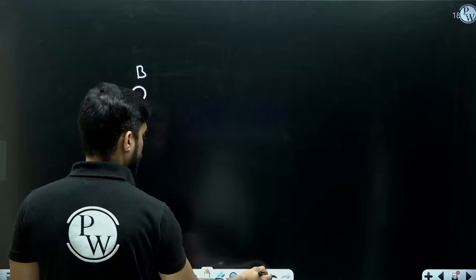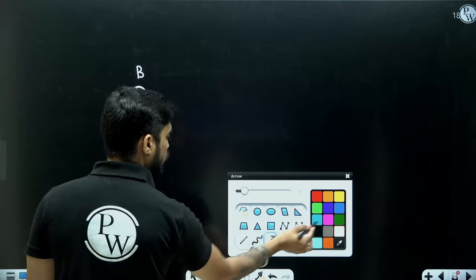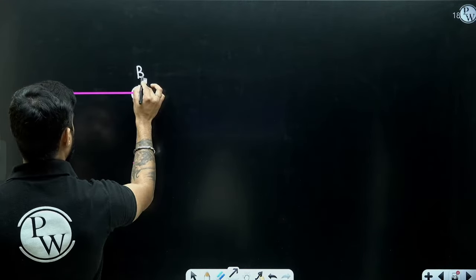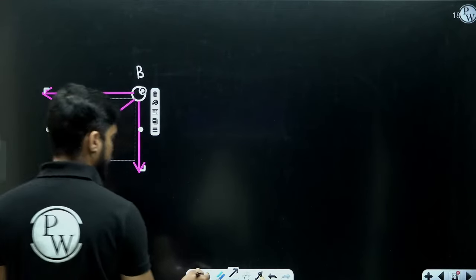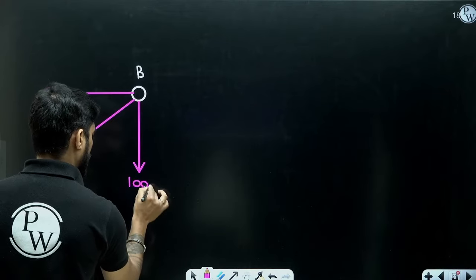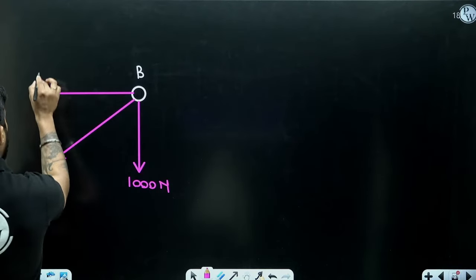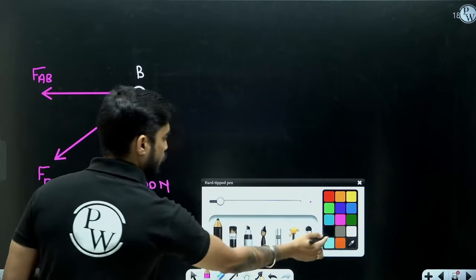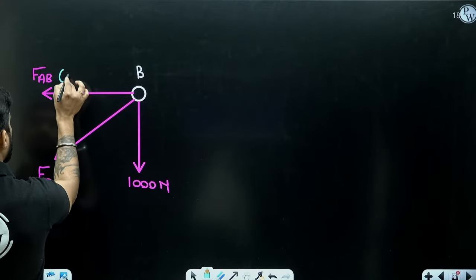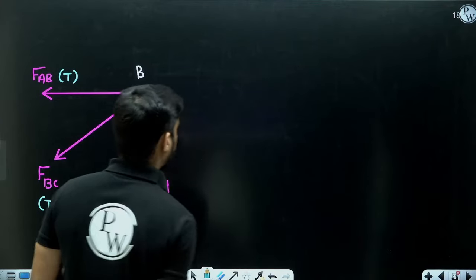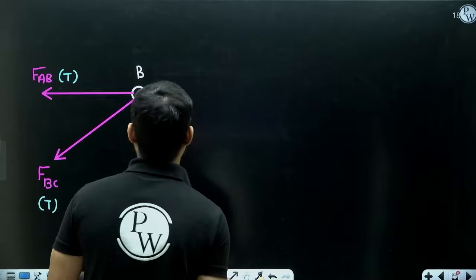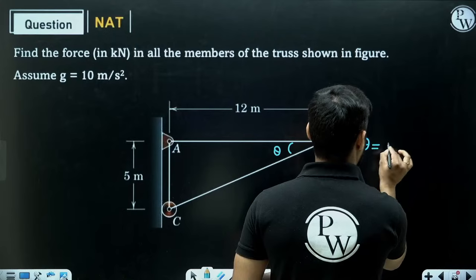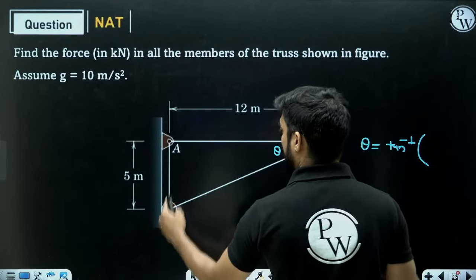This is joint B. It is subjected to 1000 Newton weight. Then there is one member like this and one member like this. I am assuming all the members to be subjected to tensile force only. So this is FAB, assuming it to be tensile. This is FBC, assuming this also to be tensile. How much is this angle, beta? This angle is not 45 degree, okay? You have to calculate this angle. It will be tan inverse of 5 divided by 12.